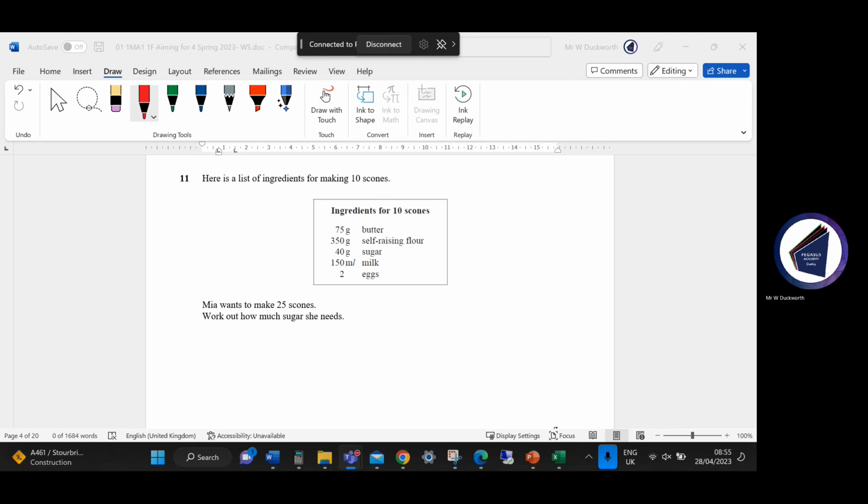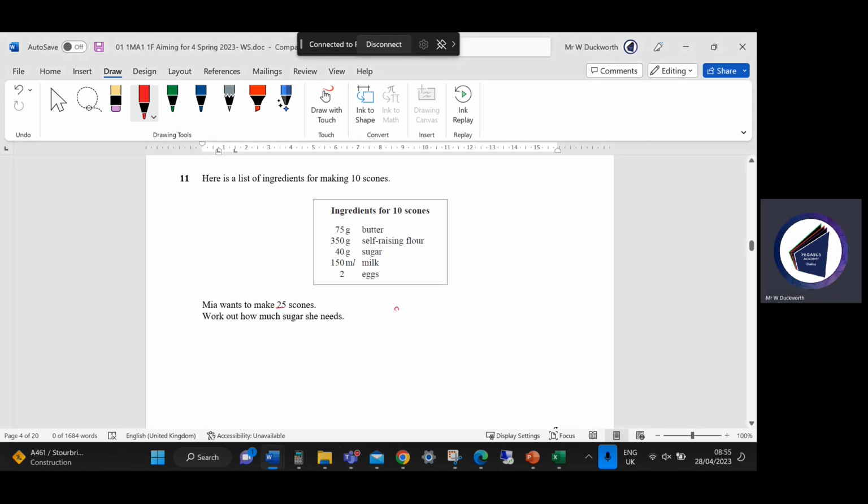So if we've got 25 that we want to make, and we've got a recipe for 10, then in effect we want 2.5 times the recipe. So if we look at sugar, sugar was 40, so we need to do 40 times by 0.5. Sorry, times by 2.5.